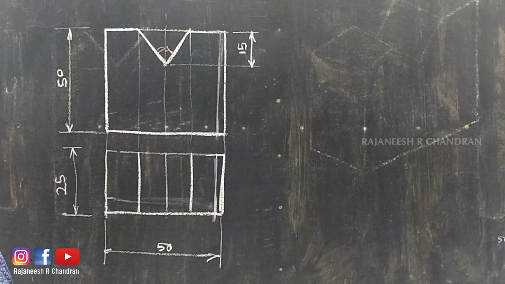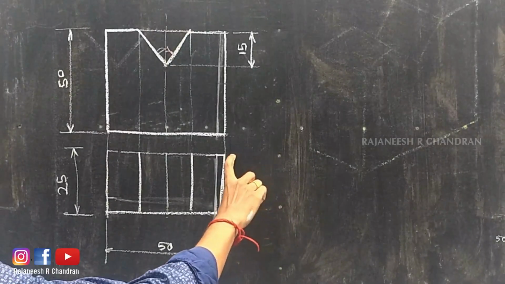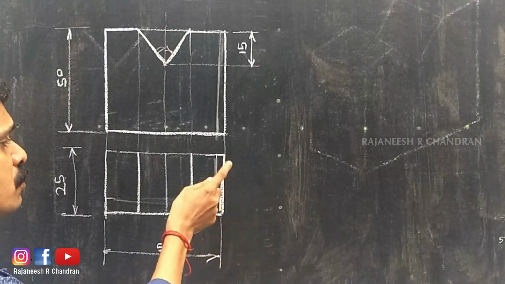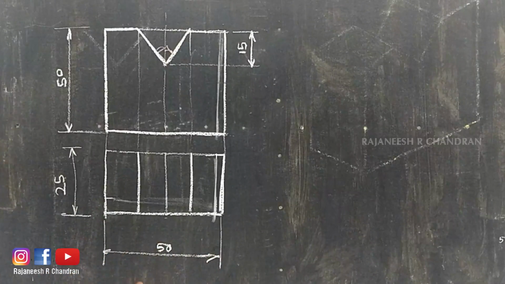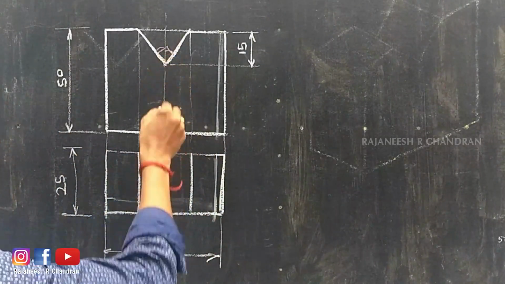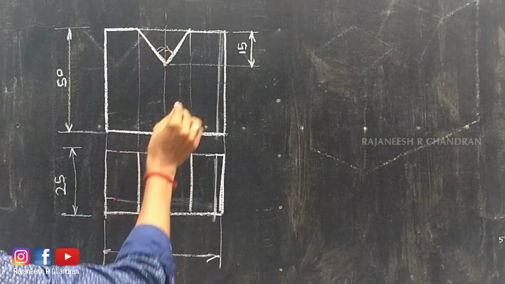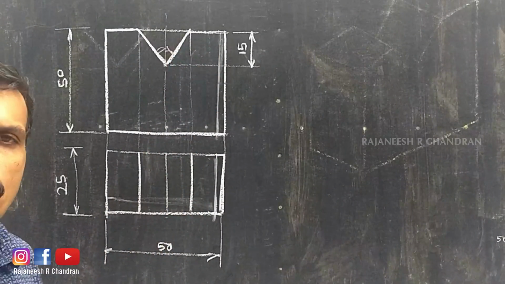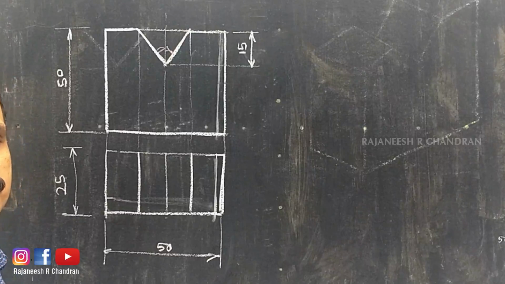From that we can project the top view. It is given that this is 50 into 50 into 25, so this is 25. From that portion we can complete this image, then project from here. This will be a line, project from here and project from here. This is the top view of the V block.